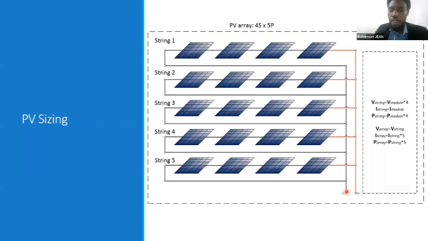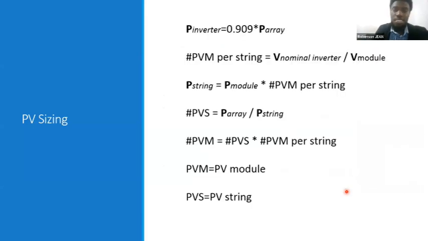So once we have that, we can design a PV system. So this is the way to do that. So look, this is a summary of the calculus that we have made before. So let us see that the power of the inverter can be designed according to this calculus, like 0.9 times the power of the PV array.